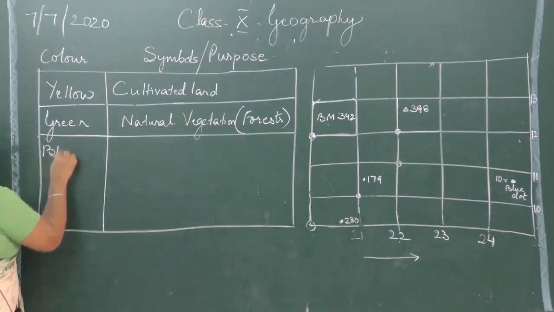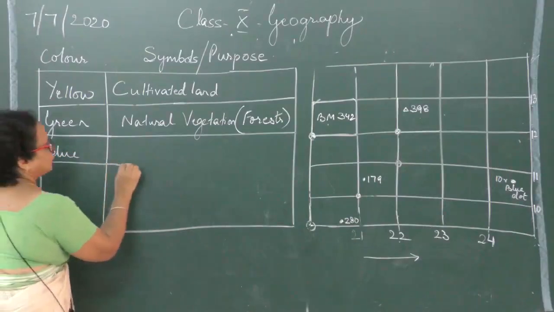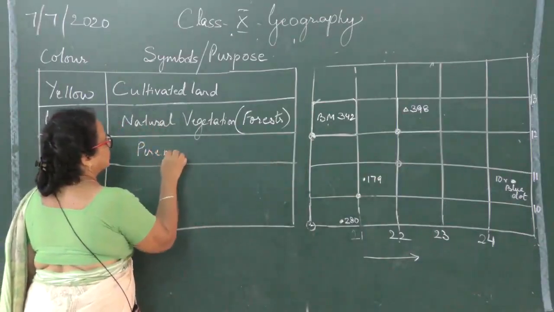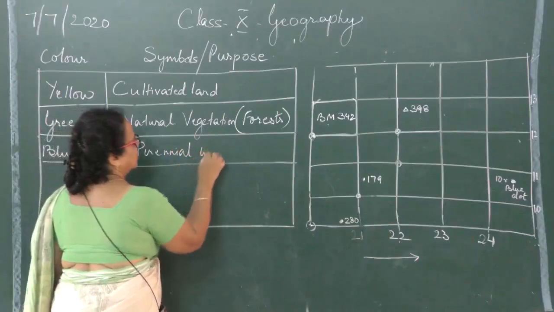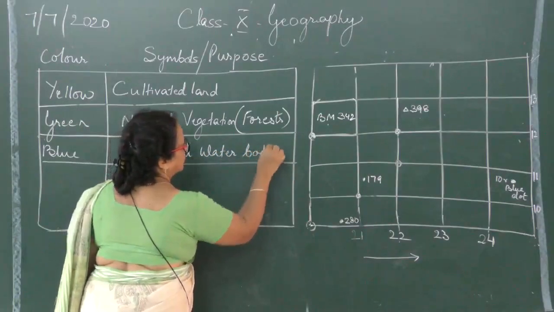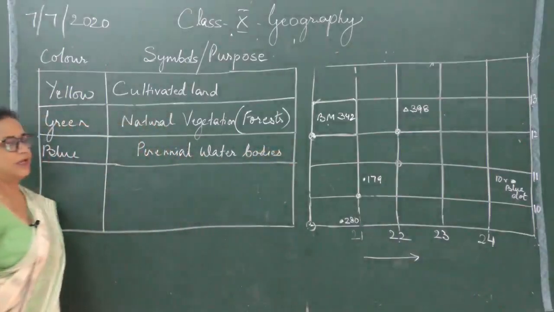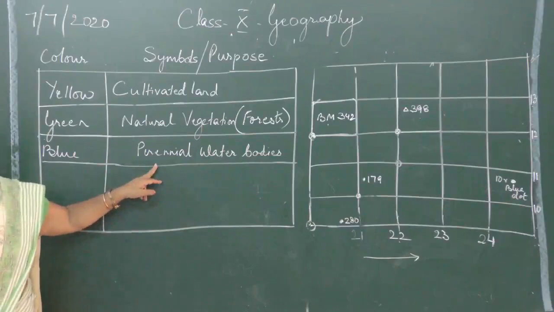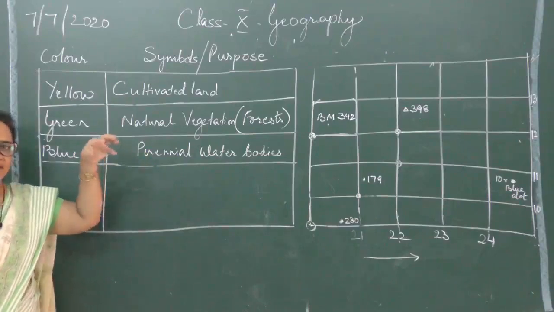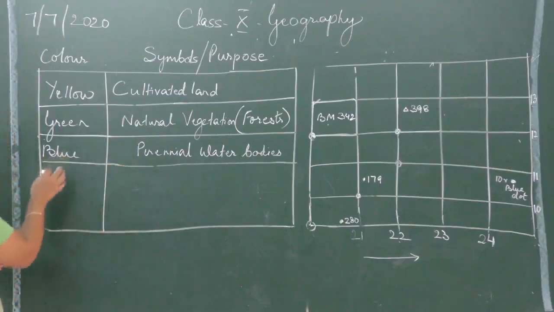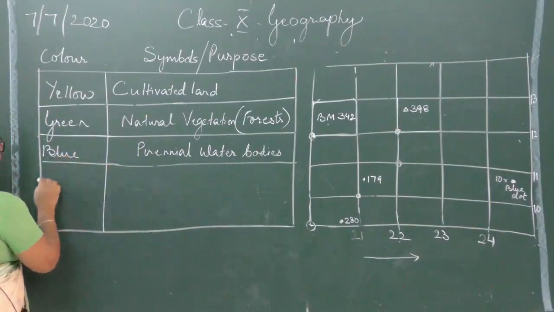Blue color stands for perennial water bodies. Perennial water bodies. Any shade of blue means it is carrying water throughout the year. It can be a river, pond, lake, tank, even a reservoir it can be. Clear?